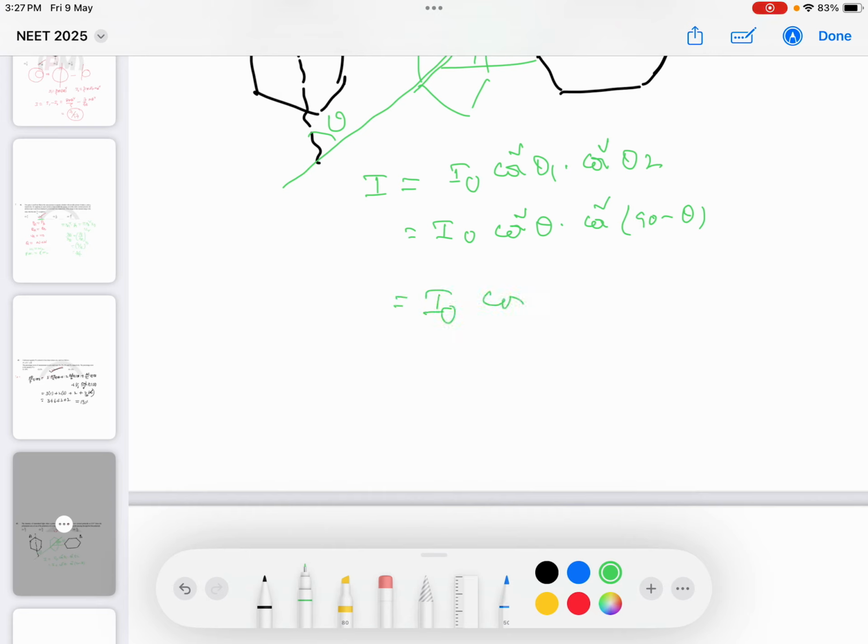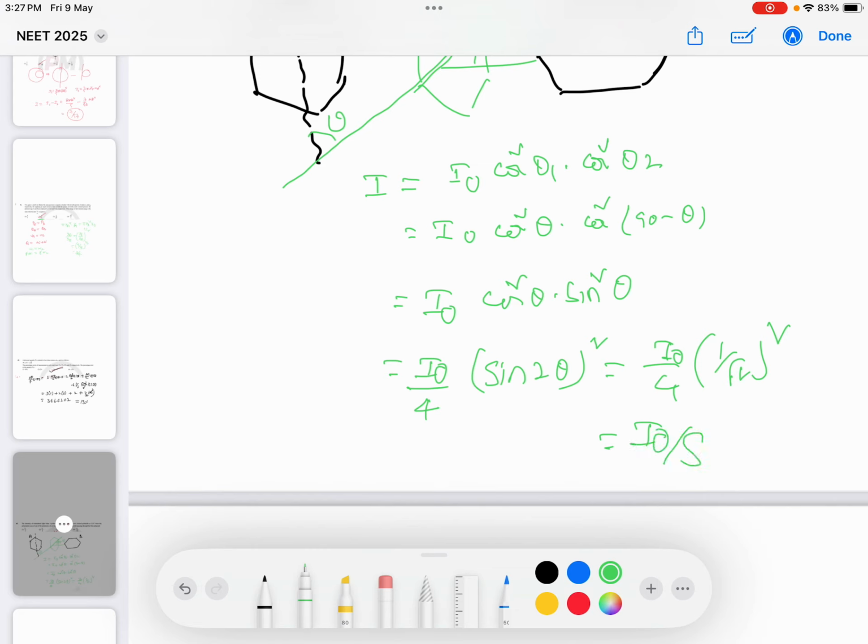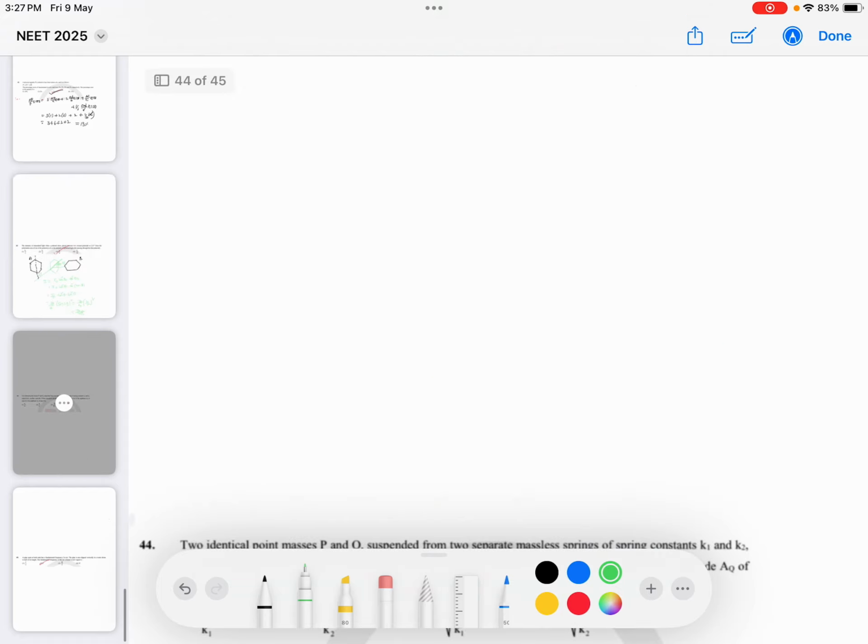I naught into cos square theta into sin square theta, which is equal to, you can multiply it with 4 and divide by 4. This can be taken as sin 2 theta whole square. Sin 2 theta, here theta is 22.5. 22.5 into 2 is nothing but 45. Sin 45 is nothing but 1 by root 2. So I naught by 4 into 1 by root 2 whole square. So your final answer is I naught by 8.